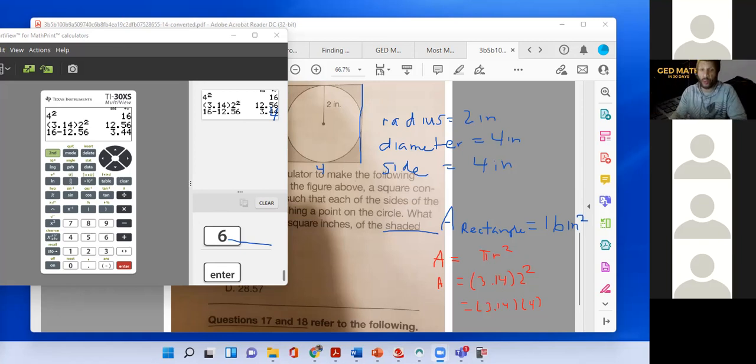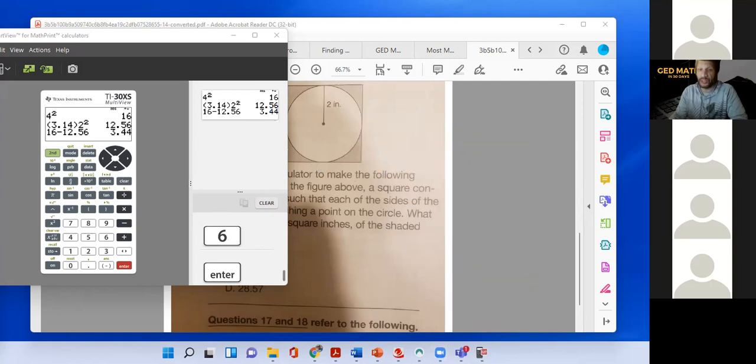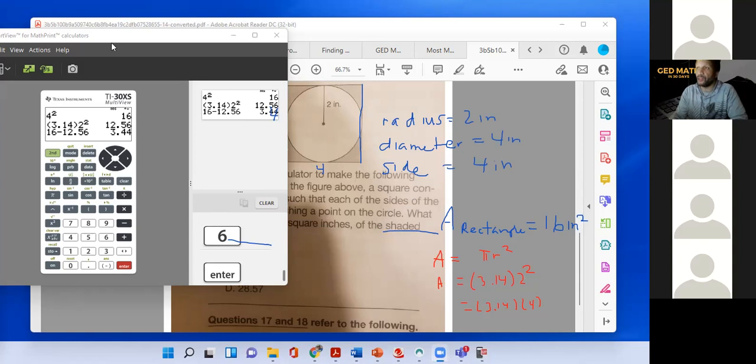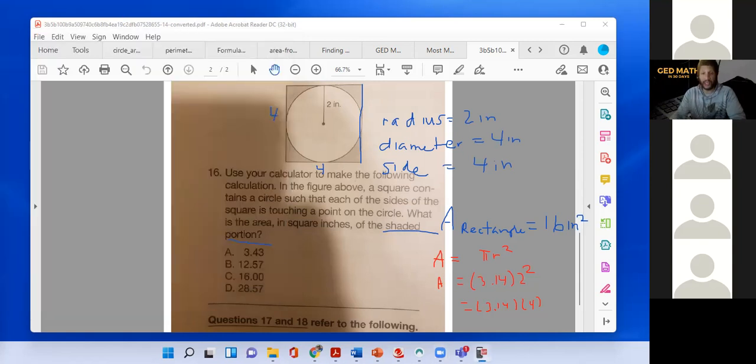So we get 3.14. Let's look at the answers that are available. And we got that A would be our answer.